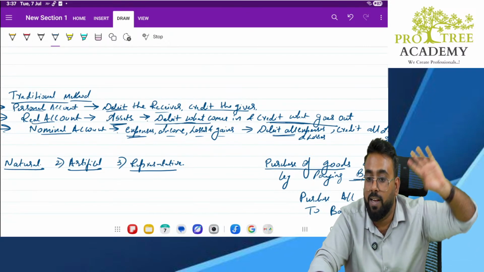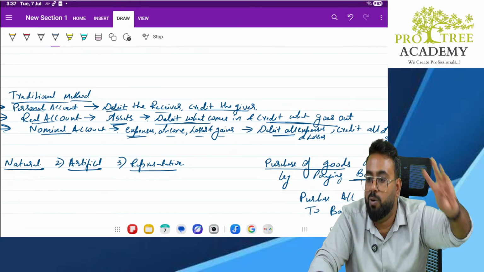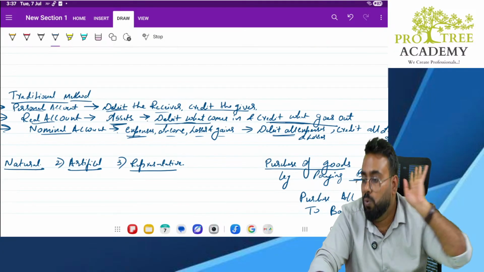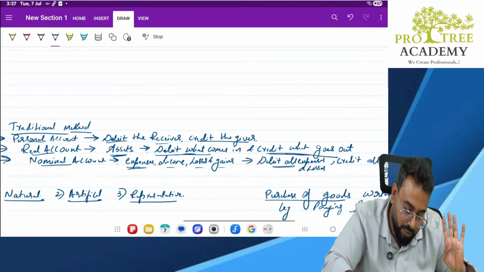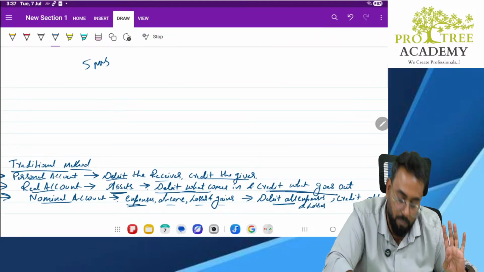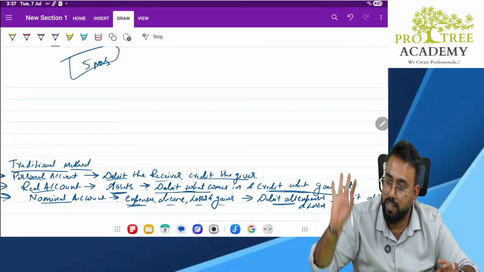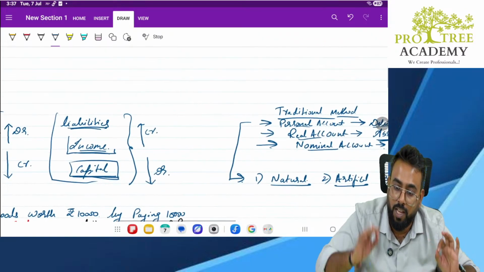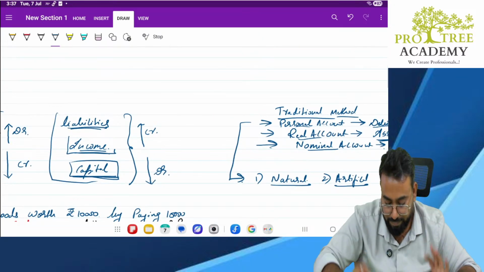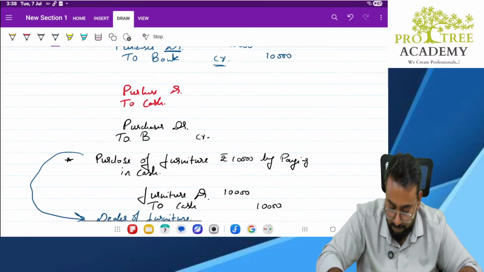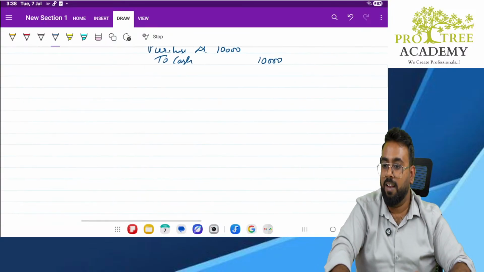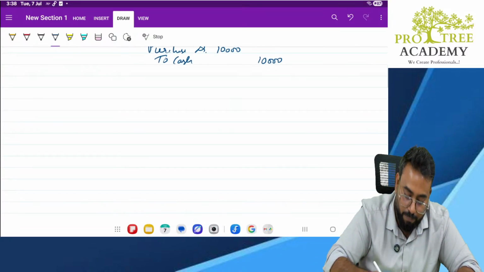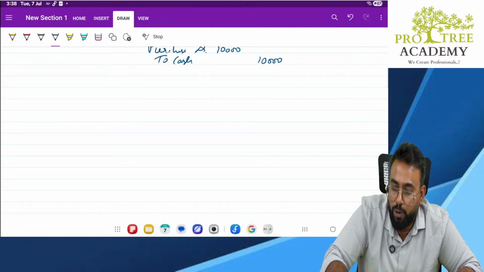You have to explain what is a real account, what is a nominal account, what is a personal account, what are the types of them, then write the rule. Am I clear? If it comes, it should come for 5 marks. So, why did I explain? To get the 5 marks. Going forward, which method will you follow? You will always follow the golden rules, lifelong, till our last breath. Clear?